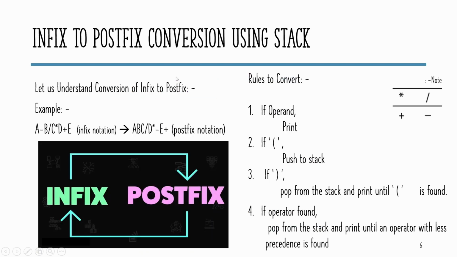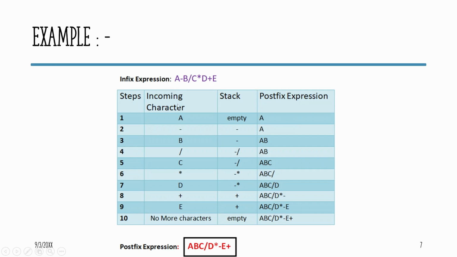So as we see in the rules, if it is an operand, we just have to print it. So the first thing that comes to mind is, oh, this is an operand, so we'll simply print it. So the postfix expression becomes this, that is a, and nothing is on the stack.